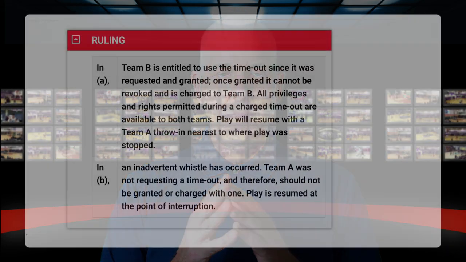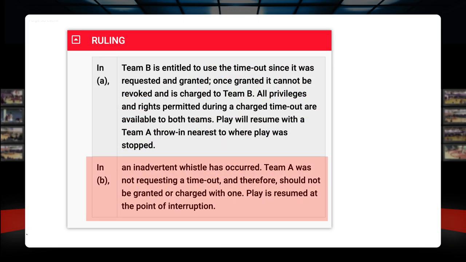Let's also look at play scenario B. An inadvertent whistle has occurred, right? This is describing the scenario. The coach says, "Side out," right? Official turns, grants the timeout. Coach didn't request the timeout. This is an inadvertent whistle. In this case, the coach was not requesting a timeout and therefore should not be granted or charged with one. Play is resumed at the point of interruption. Actually, both of these plays are going to be resumed at the point of interruption.